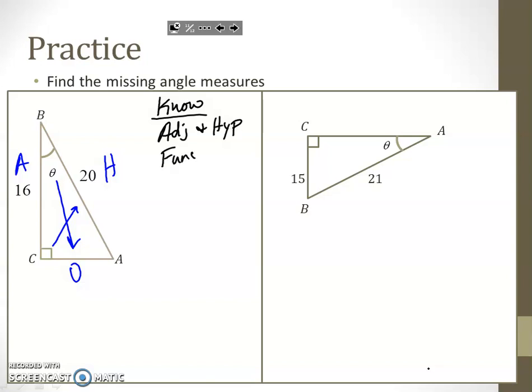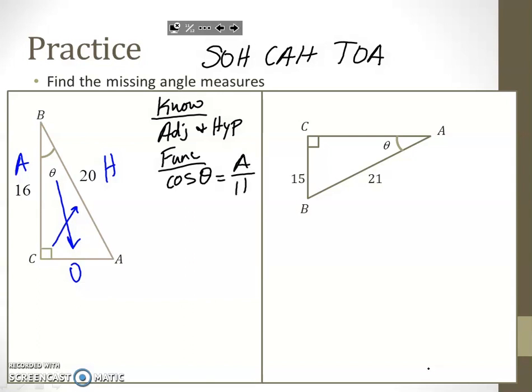So what trig function do I need to use? Adjacent and hypotenuse, that's CAH. So adjacent and hypotenuse tells me I'm using my cosine function. Cosine theta is adjacent over hypotenuse. I'm going to plug this in. Cosine theta equals my adjacent side, 16, over 20. I've got to use the inverse cosine, which is what eliminates that. That gives me theta equals cosine negative 1 of 16 over 20.